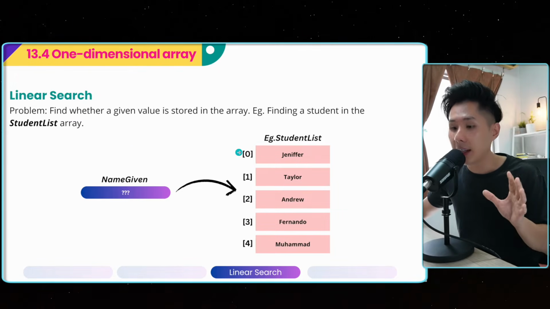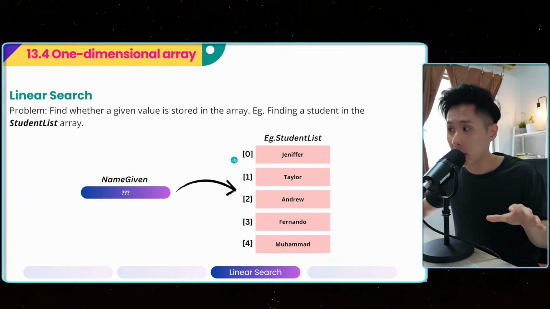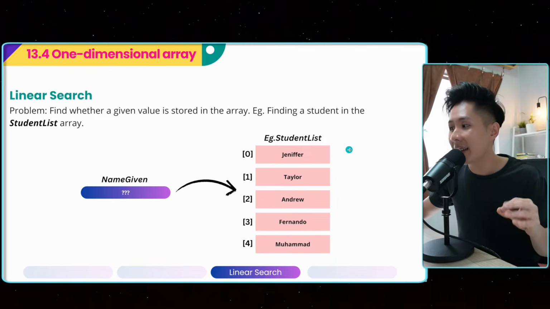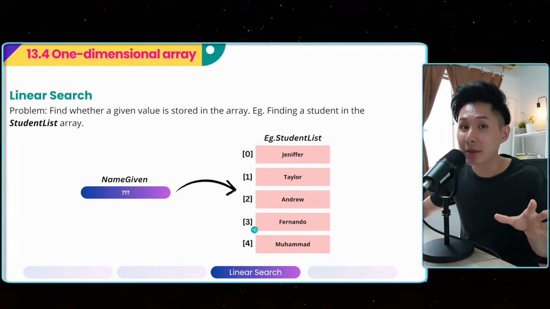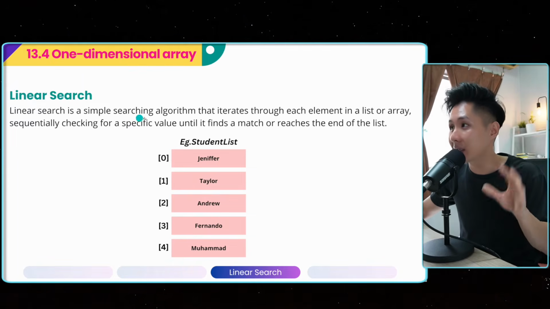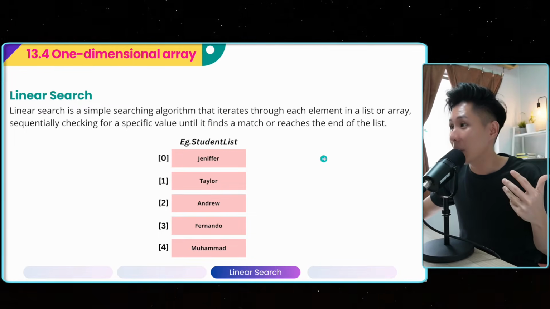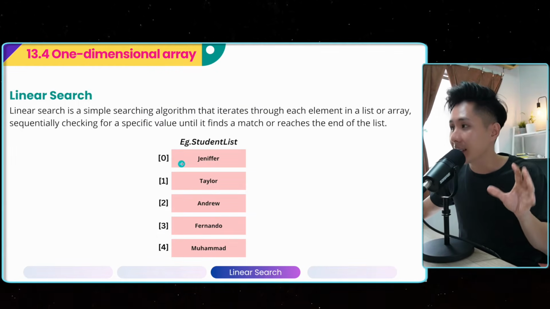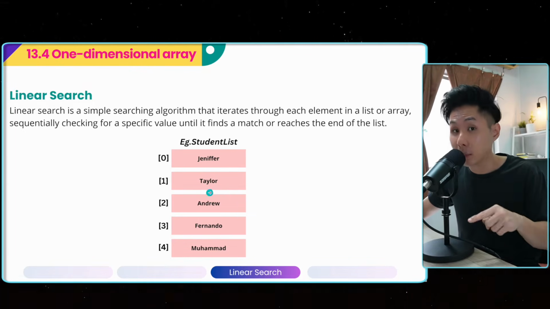Next up, in an array, a very frequent operation that needs to be done is called a linear search. Imagine that I have a list of students in my student list array, and I want to write code that finds whether a student name is within this array. Linear search is a simple searching algorithm that can help me find out whether I can find a match. This is the pseudocode, but I want to show you how it works. In essence, linear search will go through each item in the list until it finds a specific name.